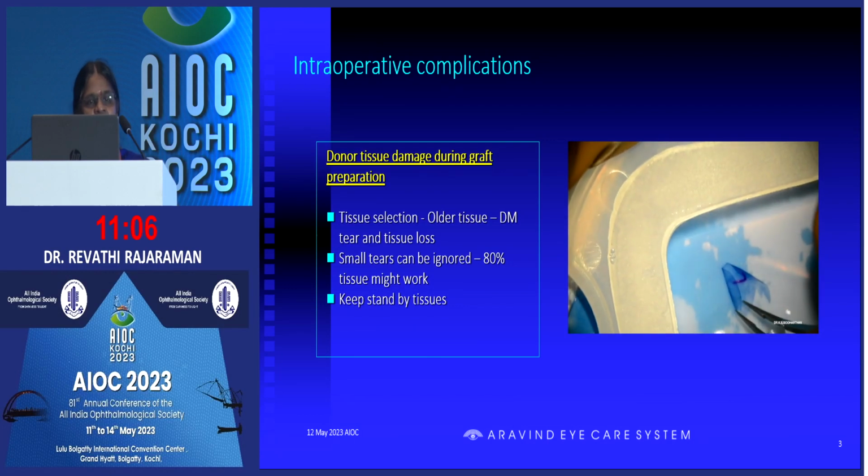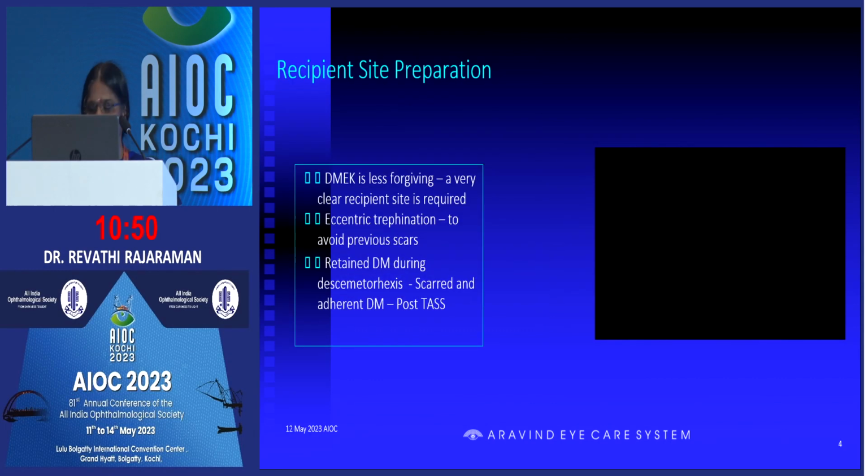Still you can go ahead with the DMEK, so still you can get good results. So if you get a small tear, don't get discouraged and switch over. You can still try to use it if you have at least a decent large graft.